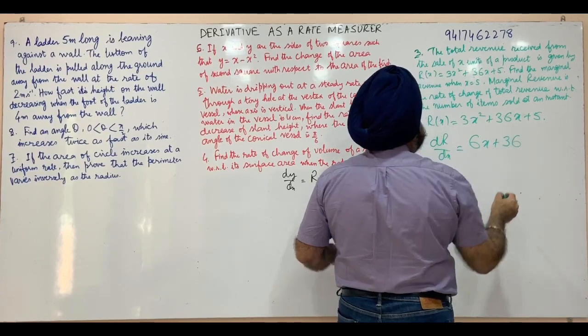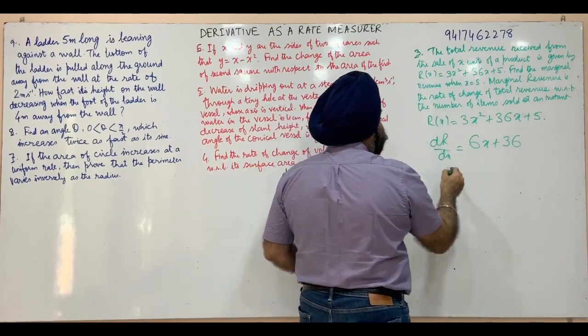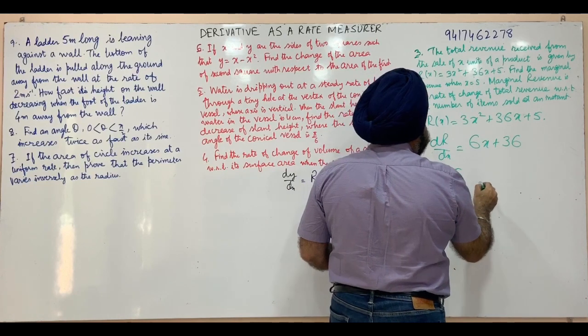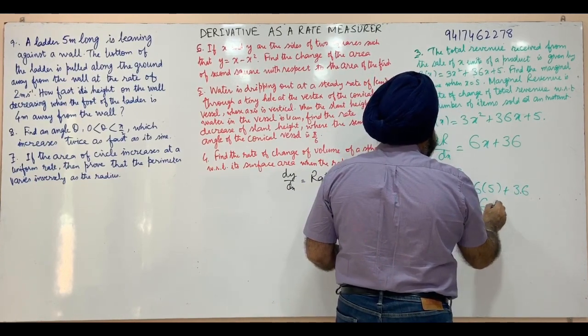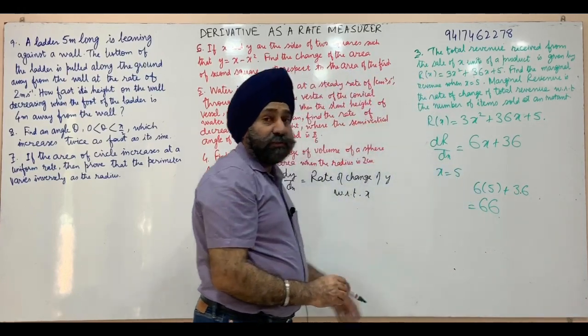This is 6x plus 36. We are given x is 5. Put x equal to 5. This is 6 into 5 plus 36. That is 66. So this is your answer, so many units.